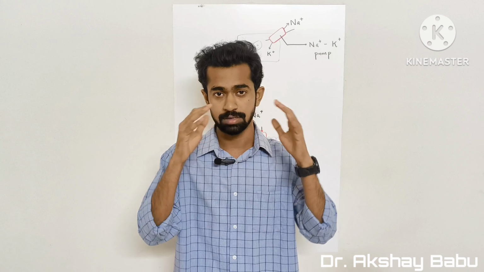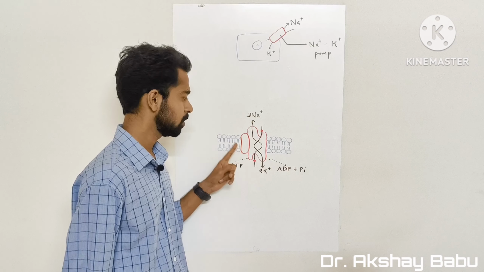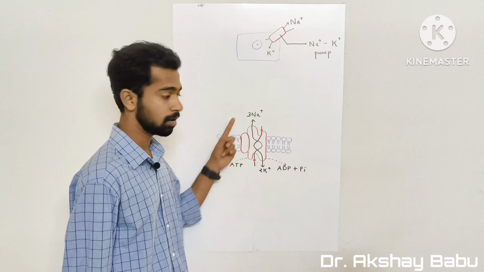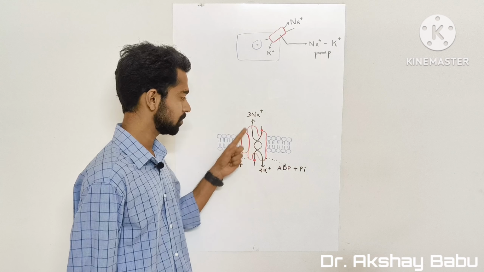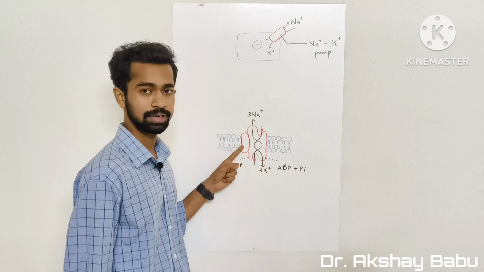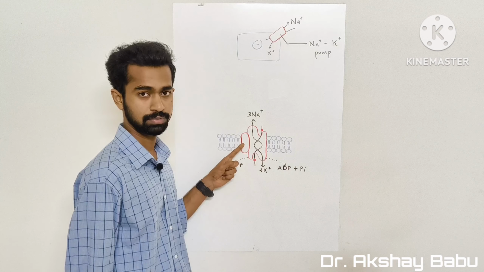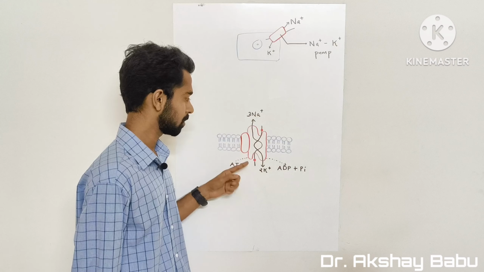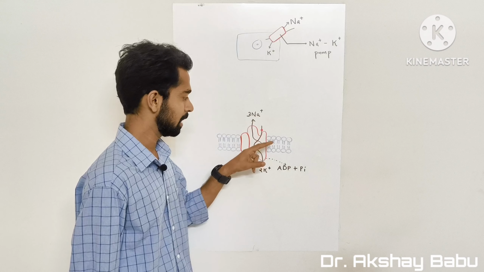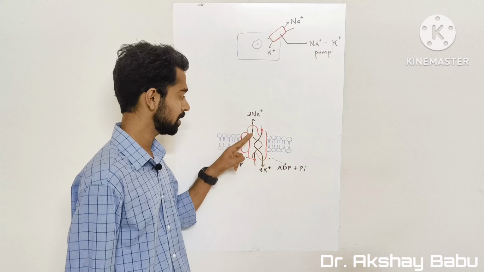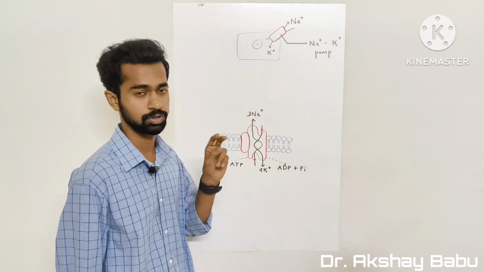See this figure. Here, the carrier protein consists of a complex of two separate globular proteins. In this globular protein, the larger subunit is known as the alpha subunit, and the smaller subunit is known as the beta subunit. The smaller subunit, the beta subunit, anchors this protein complex in the lipid bilayer membrane, whereas the alpha subunit has two main important functions.